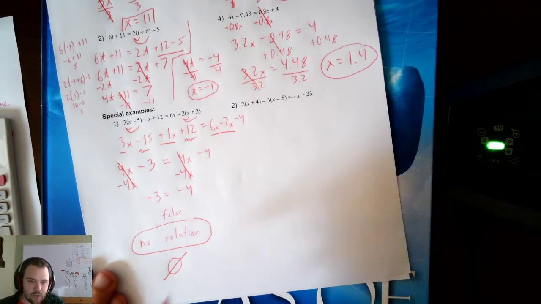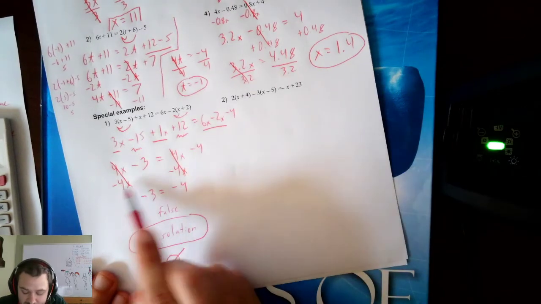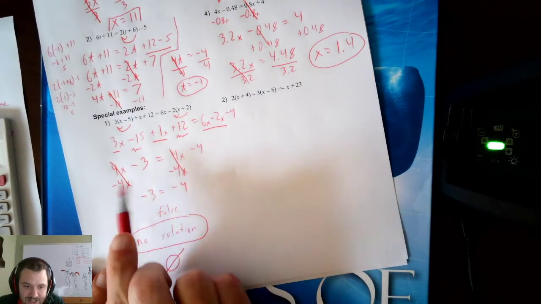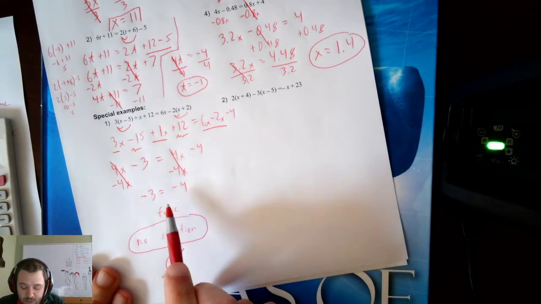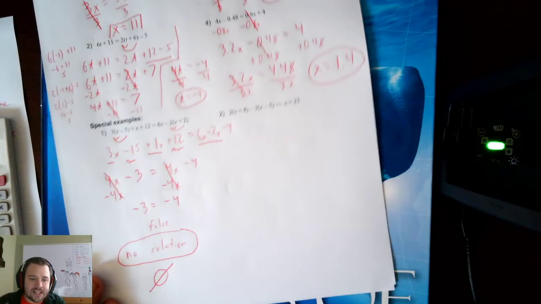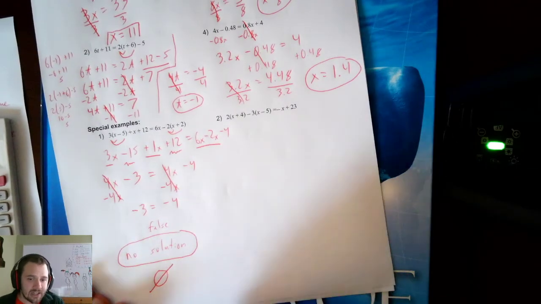It has no solution. Notice this weirdness with both sides canceling out the x. That is why there is no solution. We cancel out and we're left with something false. Let's look at our other special example and then talk a little more about that.